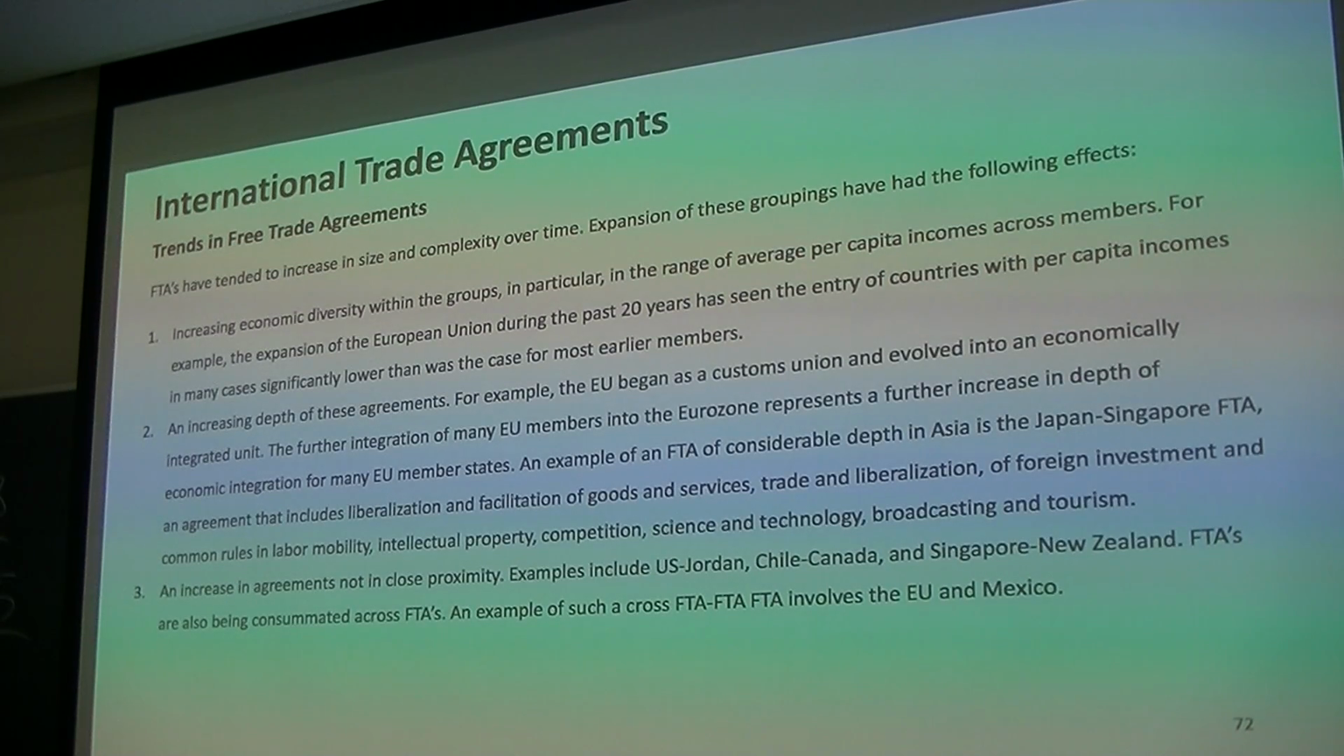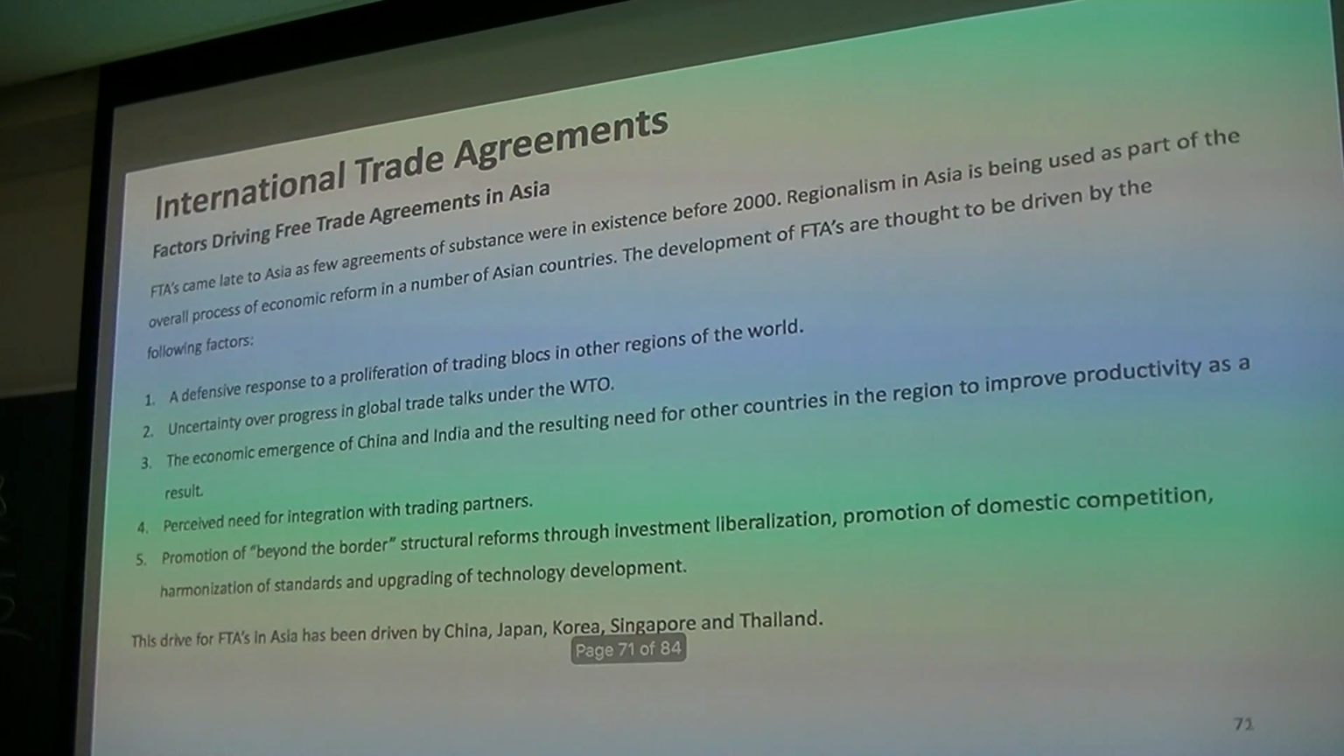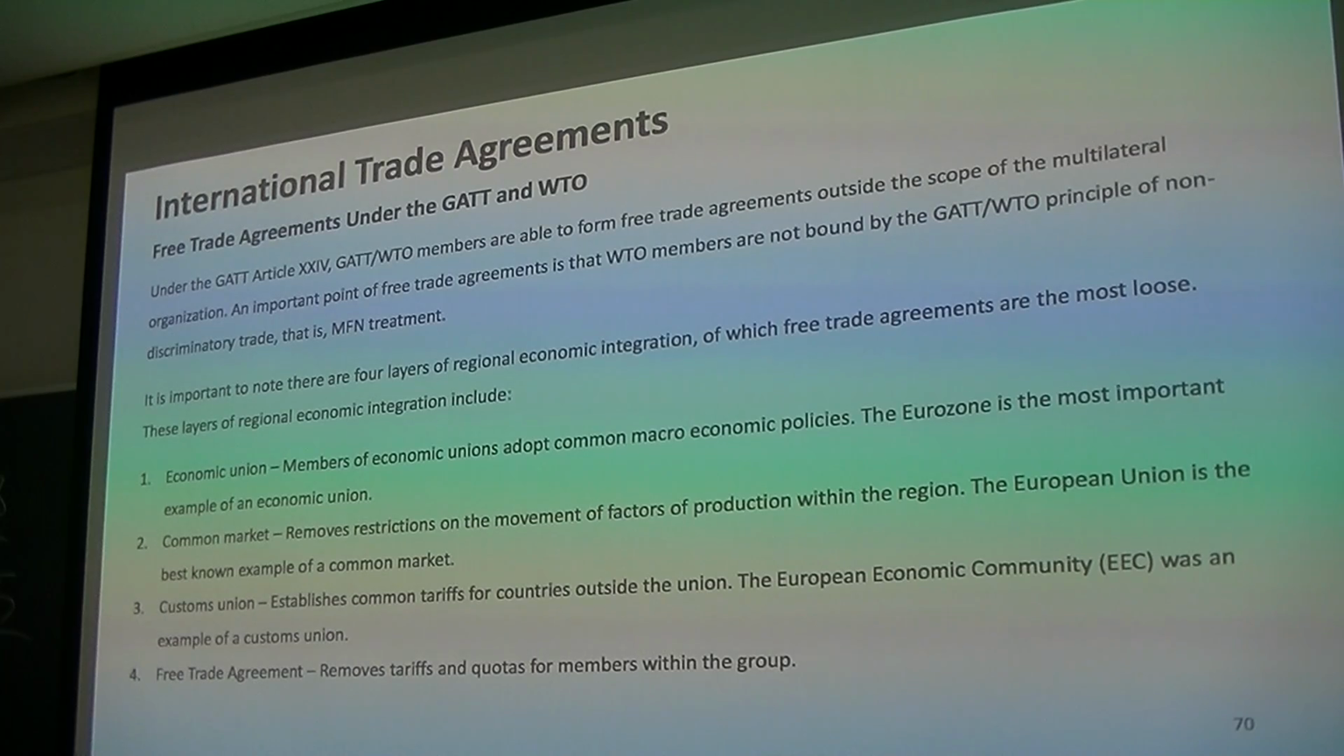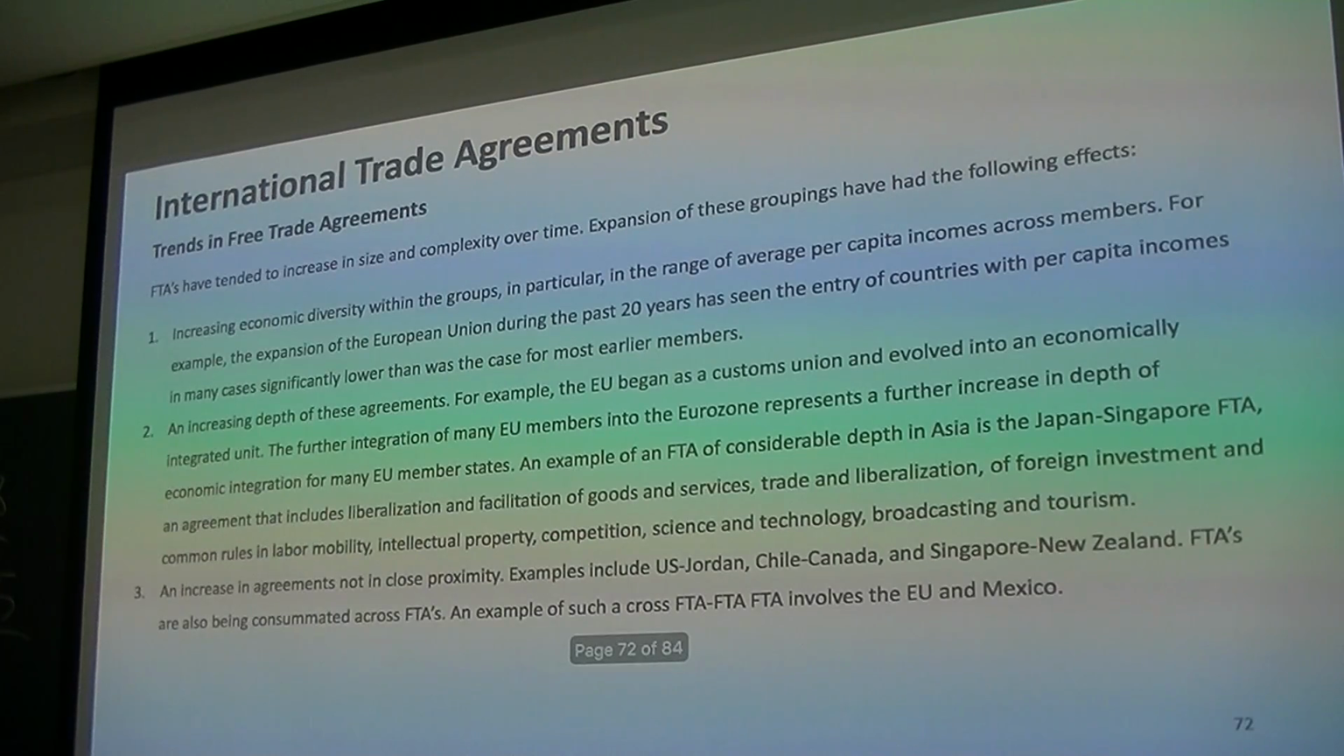As I said, the EU began as a customs union, and that customs union evolved into a common market, and to some degree has become an economic union. So you've seen what we call increasing depth. A very interesting example of an FTA of considerable depth in Asia is the Japan-Singapore free trade agreement, and I think that's had a very interesting impact, probably to the benefit of Singapore.